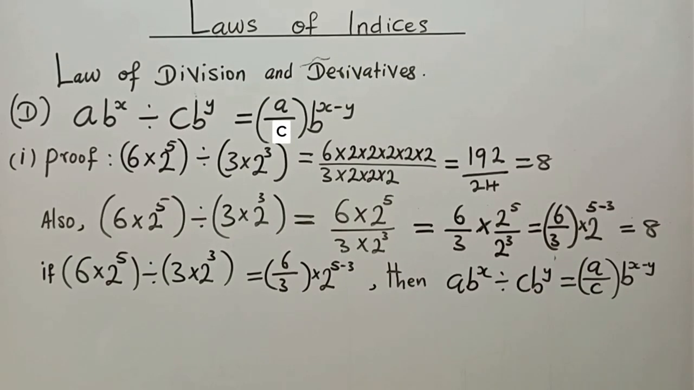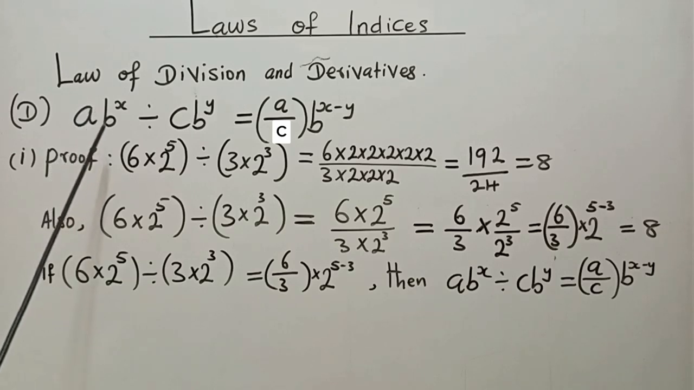Here comes law number 4 in this section, and that is a times b to the power x divided by c times b to the power y is equal to a over c times b raised to the power x minus y. Let us see a proof.